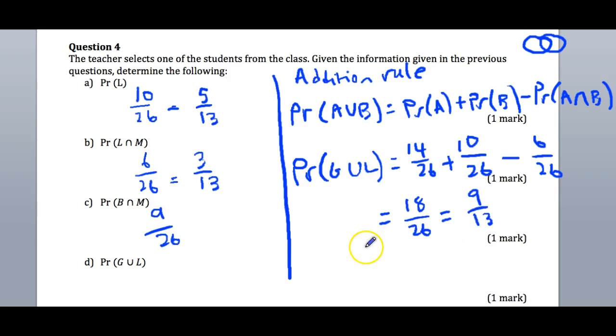Another way you can do it, and remember you can always subtract your complement from 1, so we can do 1 minus the probability, and when you think we want a girl or someone who likes Lego, what's the probability that someone is a boy?